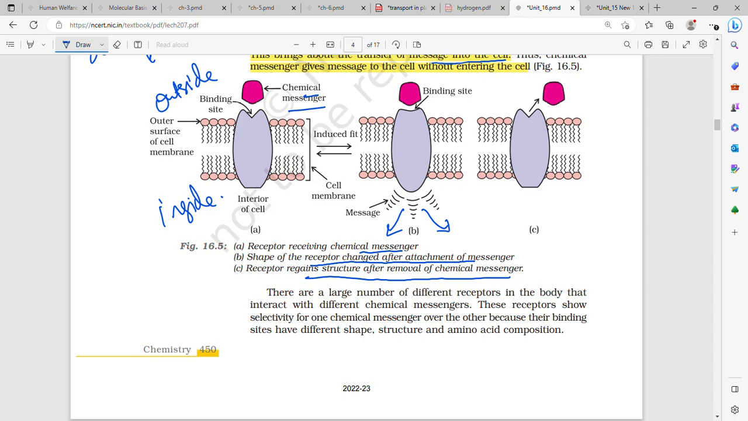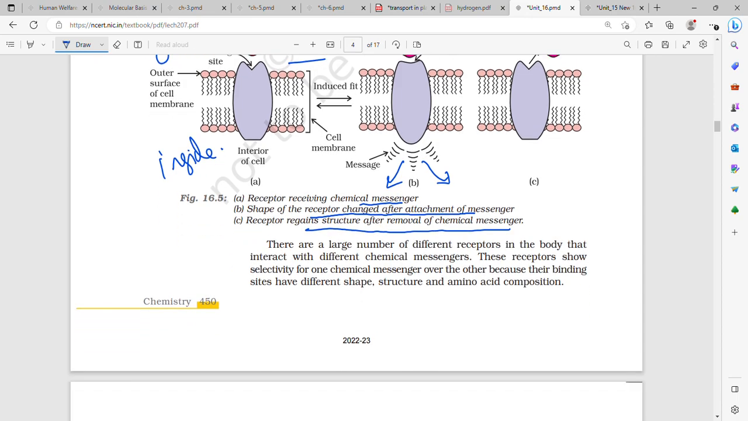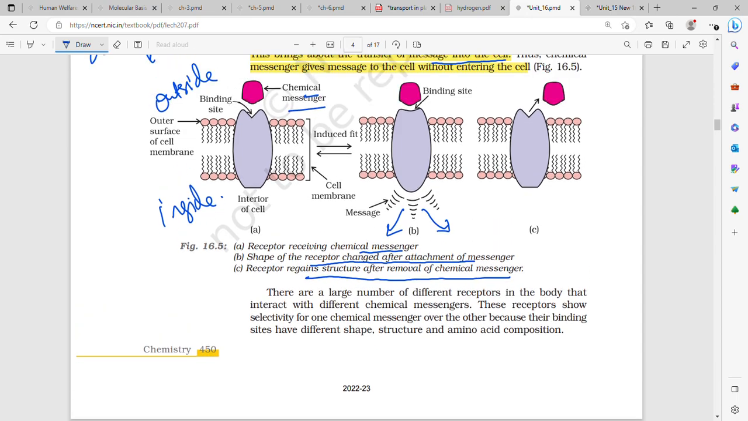So in your enzyme, the shape of the active site and that of the substrate mattered, but over here the receptor protein will change its active site or binding site accordingly, and then later it will come back to its shape. It will regain its shape as the chemical messenger is detached.